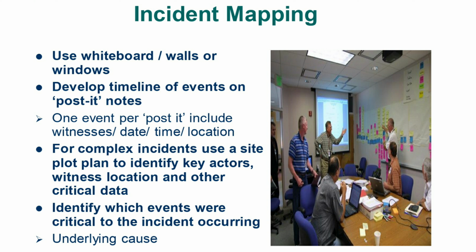Incident mapping: use a whiteboard and walls or windows. Develop a timeline of events on post-it notes, one event per post-it. Include witnesses, date, time, location. For complex incidents, use a site plot plan to identify key actors, witness locations, and other critical data. Identify which events were critical to the incident occurring.